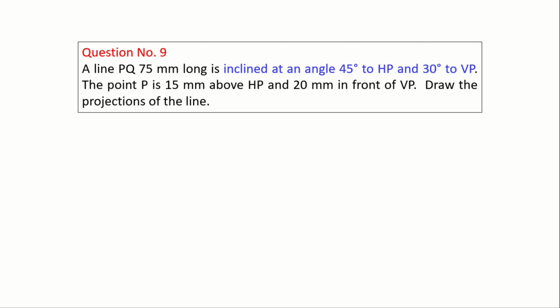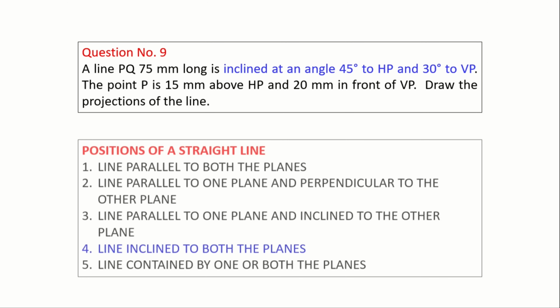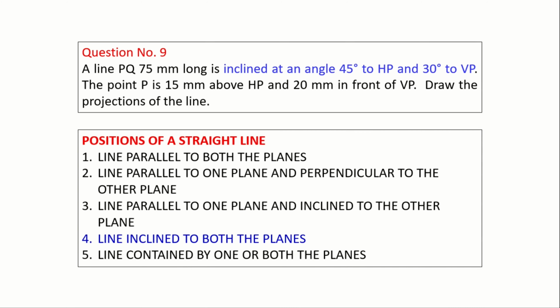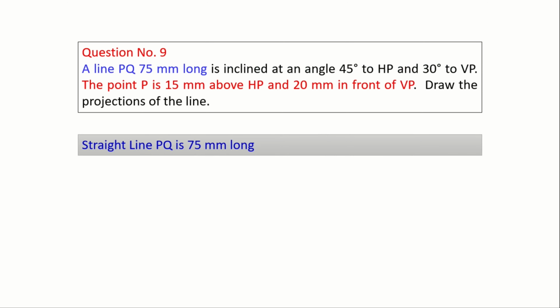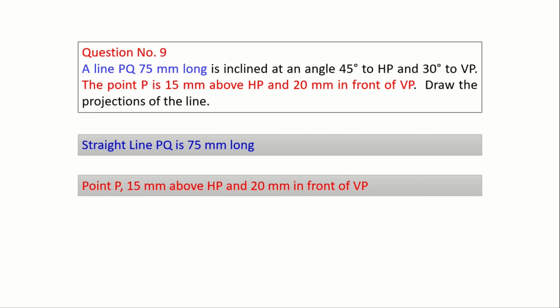It is given the line is inclined at an angle of 45 degrees to HP and 30 degrees to VP. So the given position of the straight line is that the line is inclined to both the planes HP and VP. Also it is given the true length of the straight line PQ is 75 mm and the end point P is 15 mm above HP and 20 mm in front of VP. Now let us start to draw the projection of the given straight line.